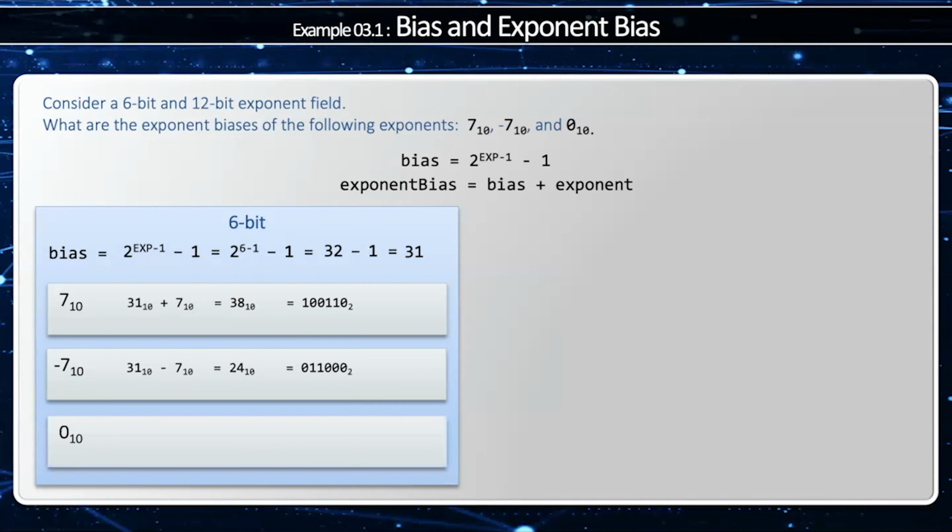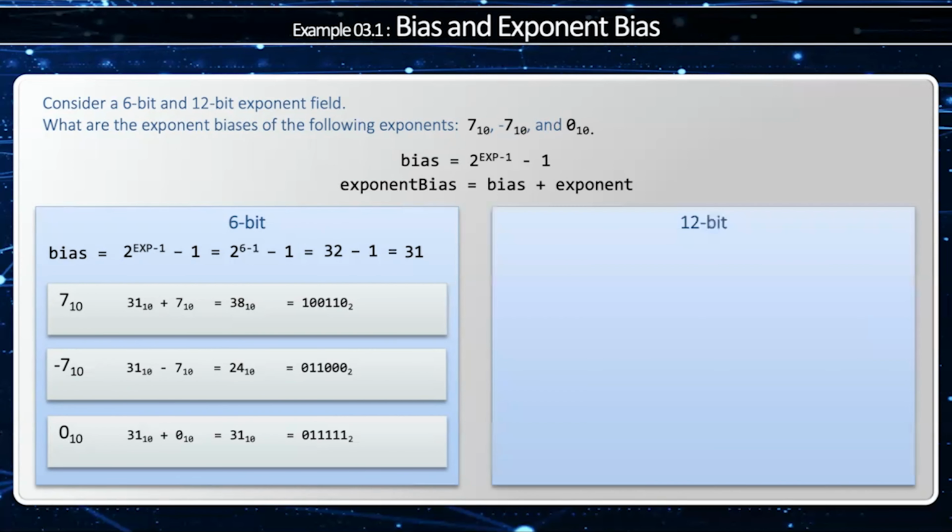And then we'll do 0. So that's 31 minus 0, which is going to be 31, which means 0, 1, 1, 1, 1, 1, just like we did before. Okay, we're going to do exactly the same exercise with a 12-bit exponent field.